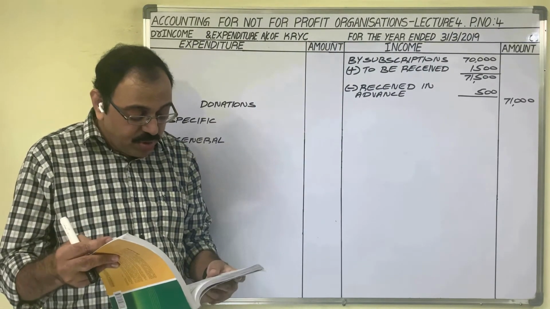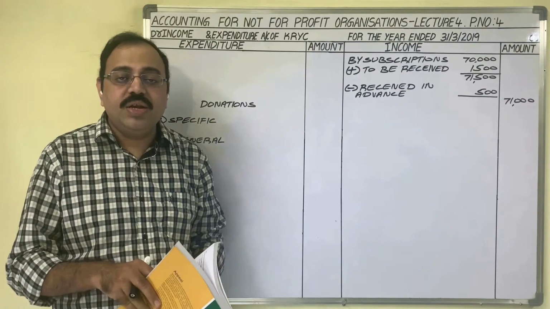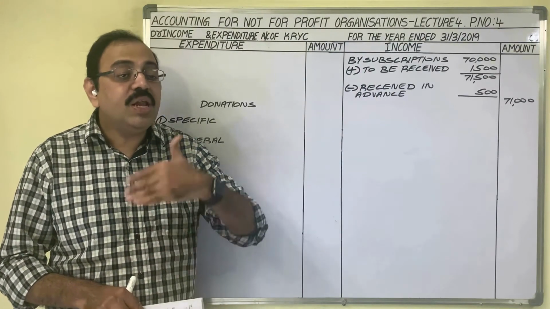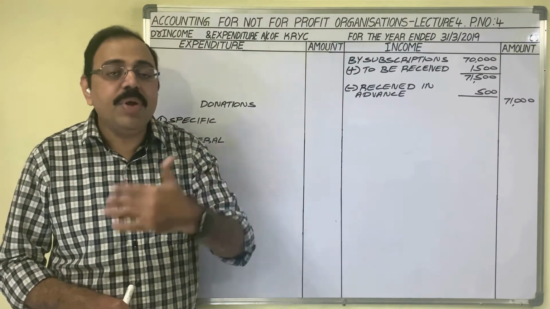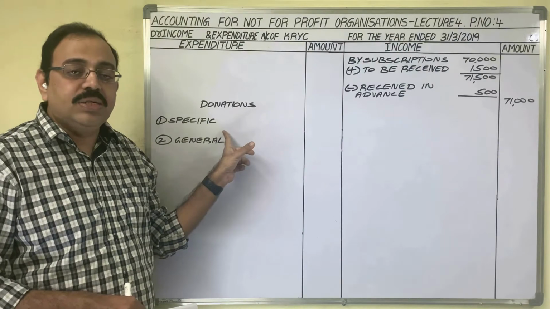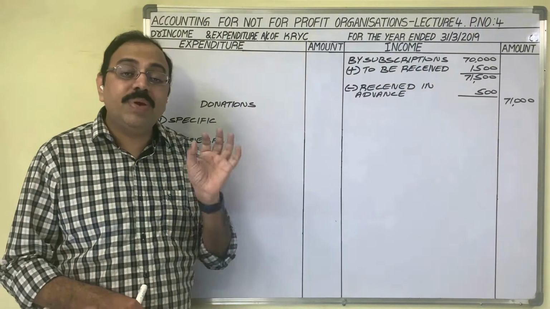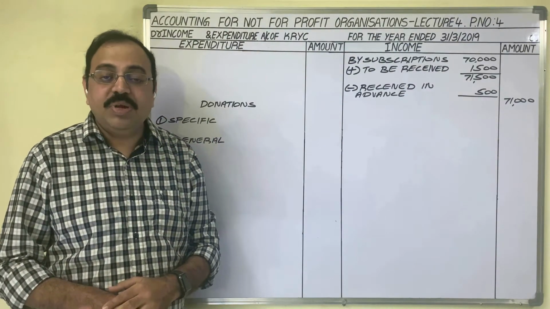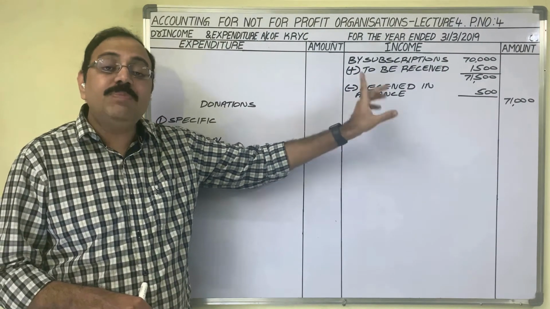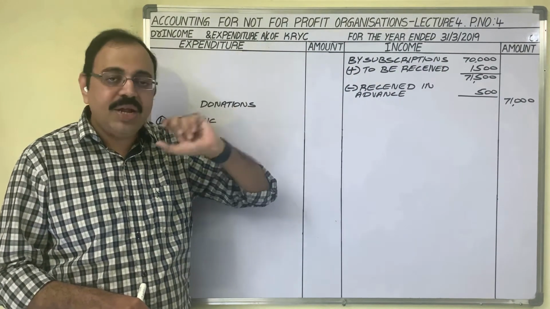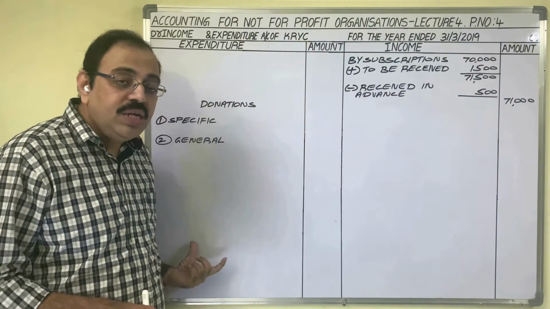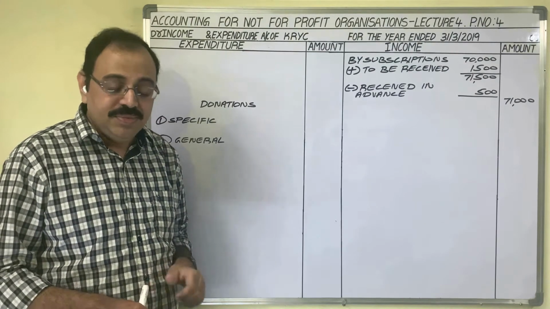Here we received donations for mineral water. So with that amount, we are going to provide mineral water facility to our members. As amount is received for a specific purpose, it is to be treated as specific donation. Specific donations we should not show in income and expenditure account. It is balance sheet item. It is capital income now. Where we show capital incomes? Under liability side of balance sheet.